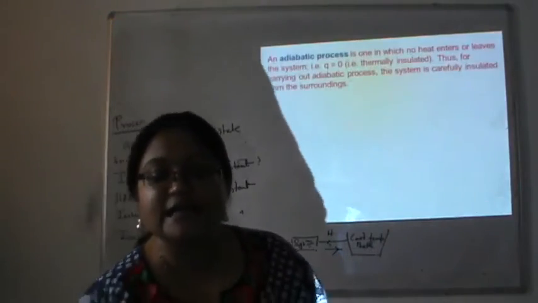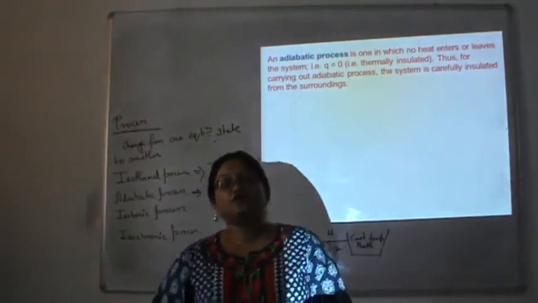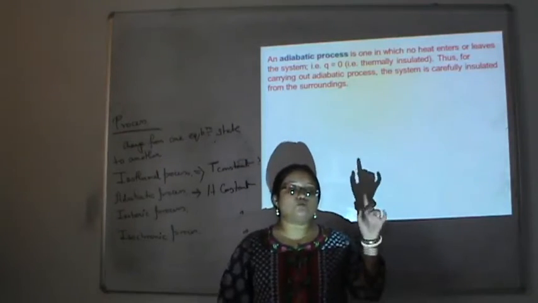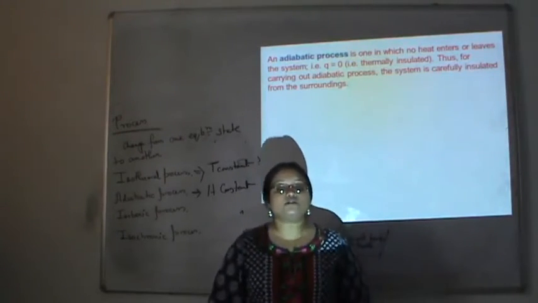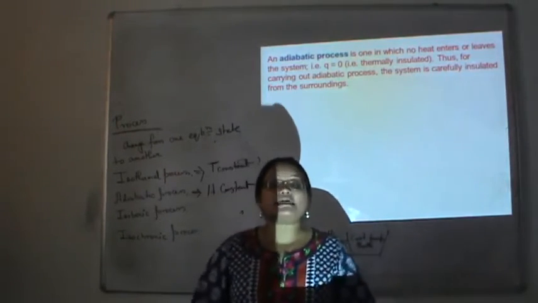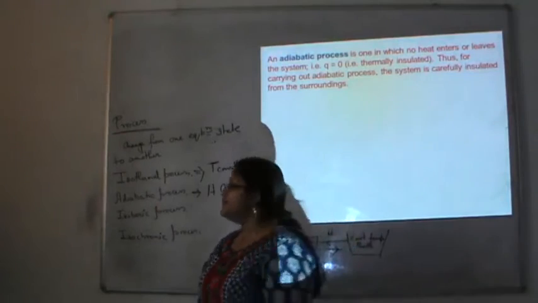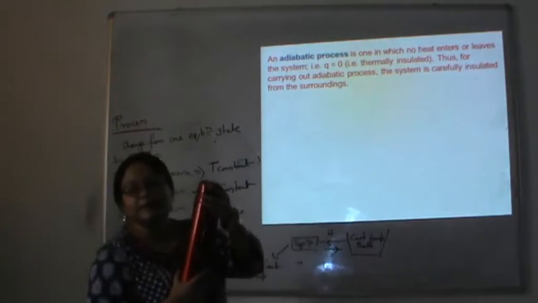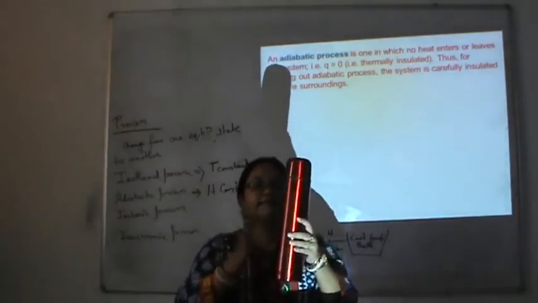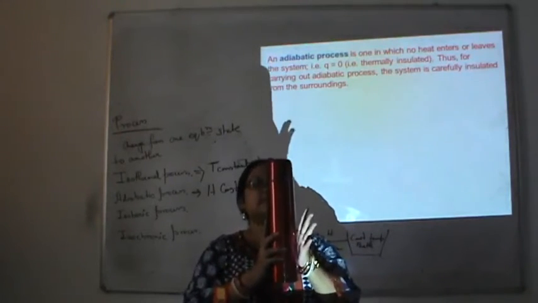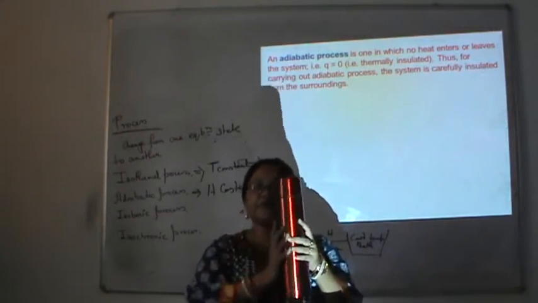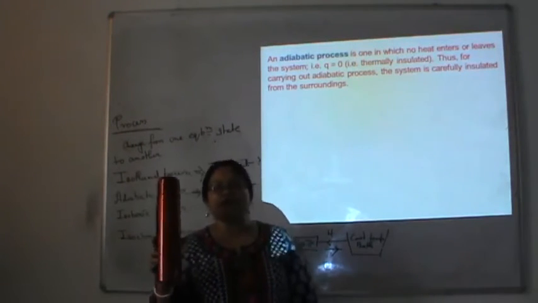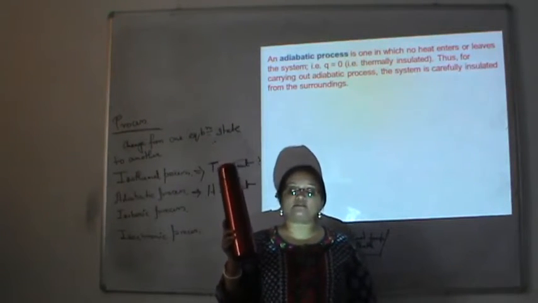So an adiabatic process is one in which no heat enters or leaves the system. It is q, small q, equal to zero. The system is called a thermally insulated system. The example is a thermoflask. This is the example of no heat entering or leaving the system, but gradually the temperature increases. It is the ideal example of an adiabatic process.